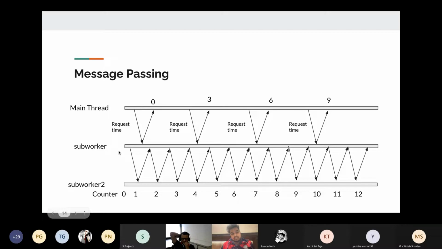Basically, subworker keeps on sending messages to subworker 2, and on each message received, it increments the count and sends the current counter value to the subworker. So it keeps on going like this in the background. Whenever the main thread needs a time, it requests a time from subworker, and subworker returns the current timer value. So it's like a logical clock which is running. Using this, you can deduce the difference in timing of the two functions.